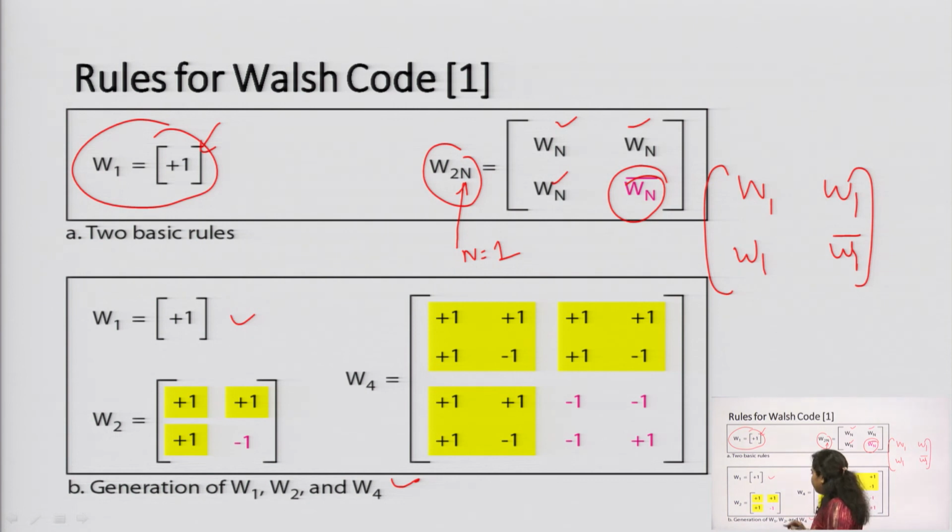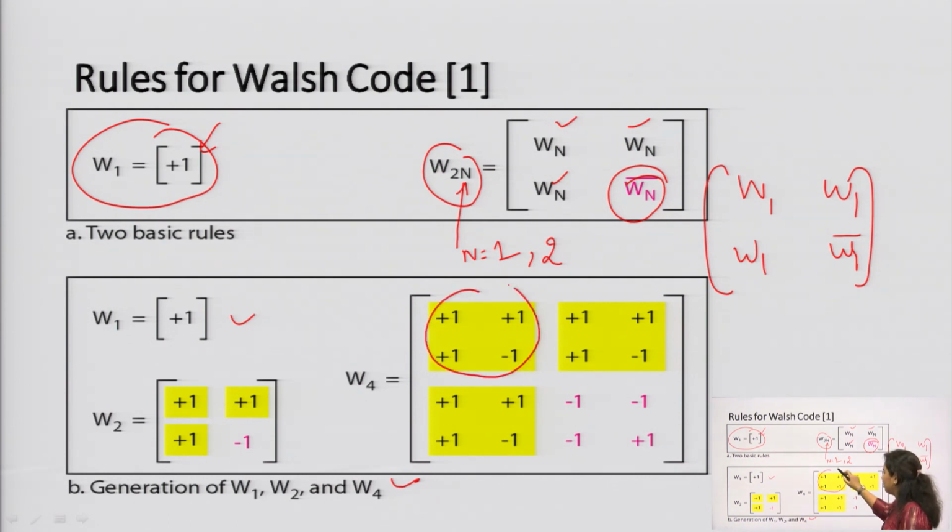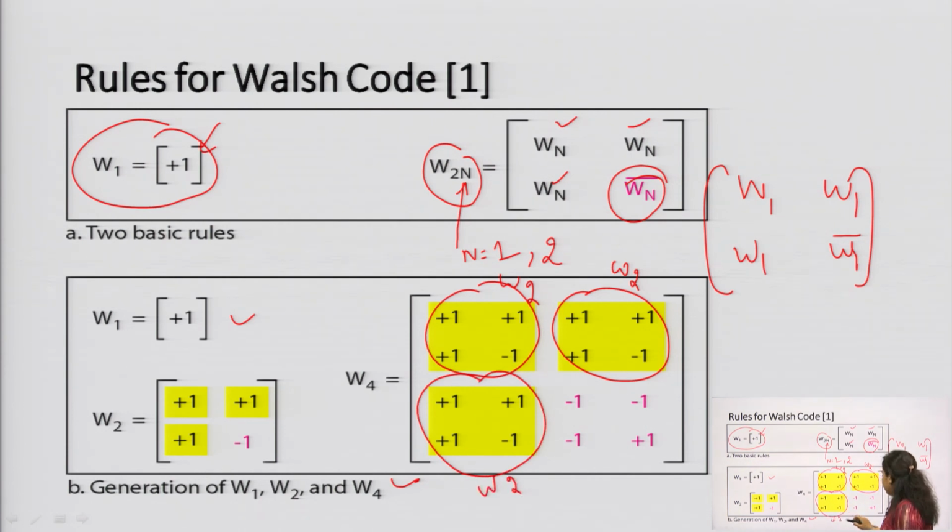Now, you know that this is generated by plus 1, plus 1, plus 1 and minus 1. If you want to increase the data, then the next time n becomes 2, and the same table has to be repeated 3 times. This is W2, this is again W2, this is again W2 and this is W2 bar. You can see that 3 positives and 1 negative are shown over here. So this is the generation of W1, W2 and W4.